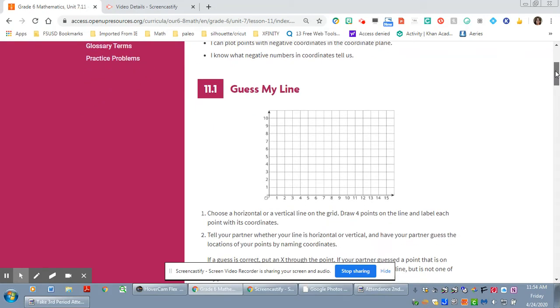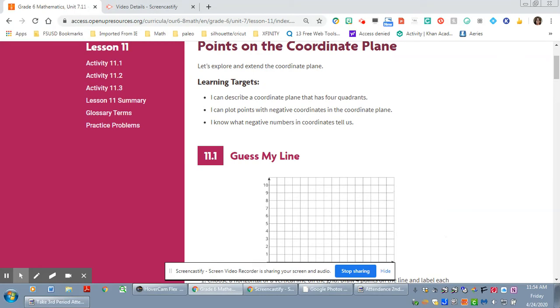The learning targets for today: I can describe a coordinate plane that has 4 quadrants. I can plot points with negative coordinates in the coordinate plane, and I know what negative numbers in coordinates tell us.